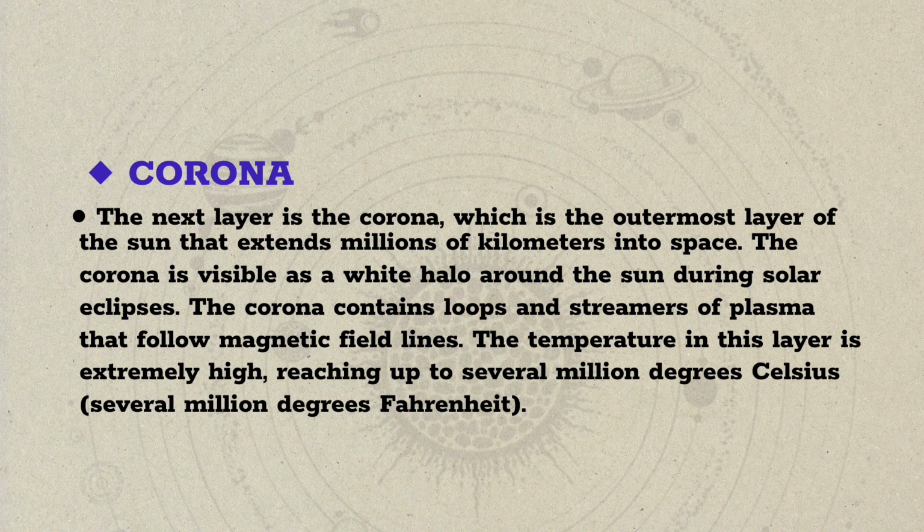The next layer is the corona, which is the outermost layer of the Sun that extends millions of kilometers into space. The corona is visible as a white halo around the Sun during solar eclipses. The corona contains loops and streamers of plasma that follow magnetic field lines. The temperature in this layer is extremely high, reaching up to several million degrees Celsius, several million degrees Fahrenheit.